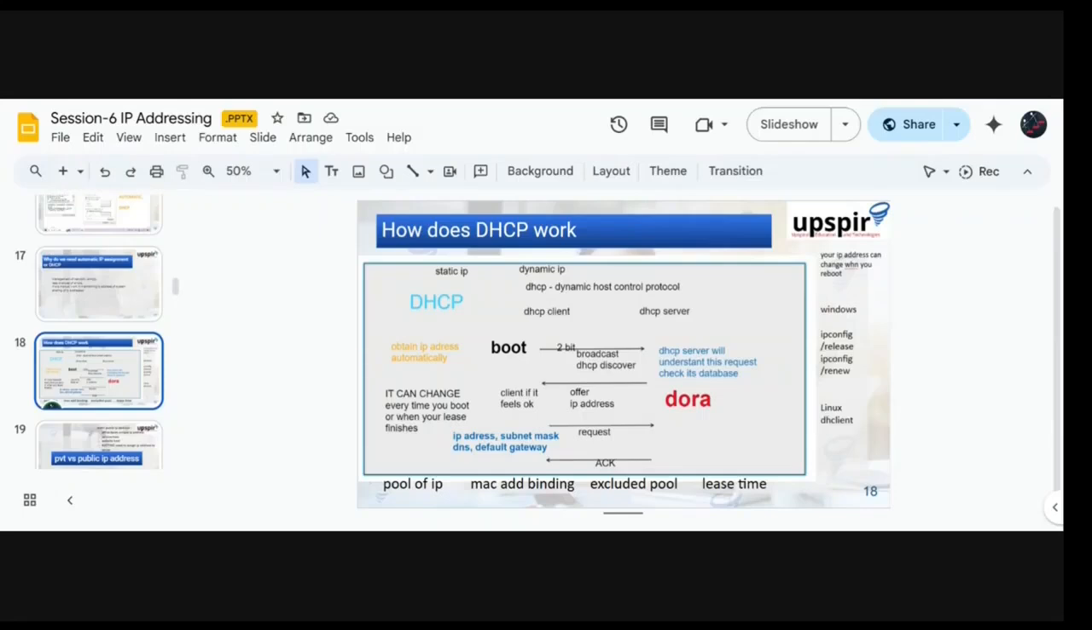Your IP address can change when you reboot. On Windows, if you want to renew your IP address, the commands are ipconfig /release and ipconfig /renew. This will renew your IP address. And on Linux, there's a command called dhclient that you can run to do the same.